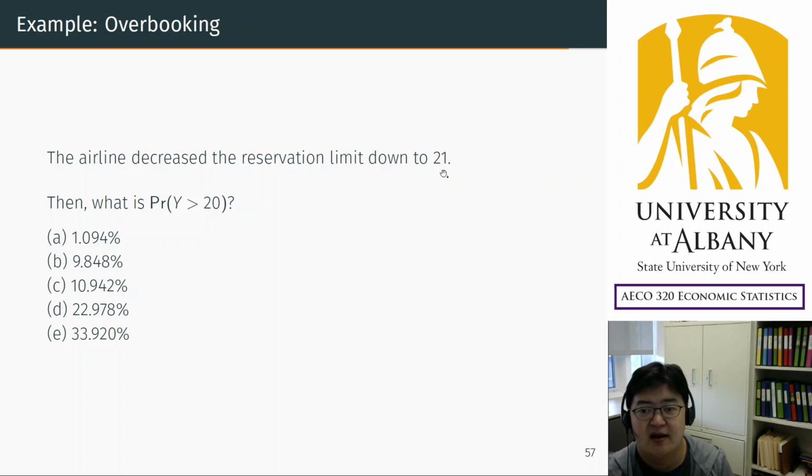In this case, do it by yourself. You find the parameters for the binomial distribution and then find the probability of overbooking, that more than 20 passengers want to take the flight. So follow the same steps as before and see how much this reduces the probability of the problem. Pause the video now, and I will show you how to do this.